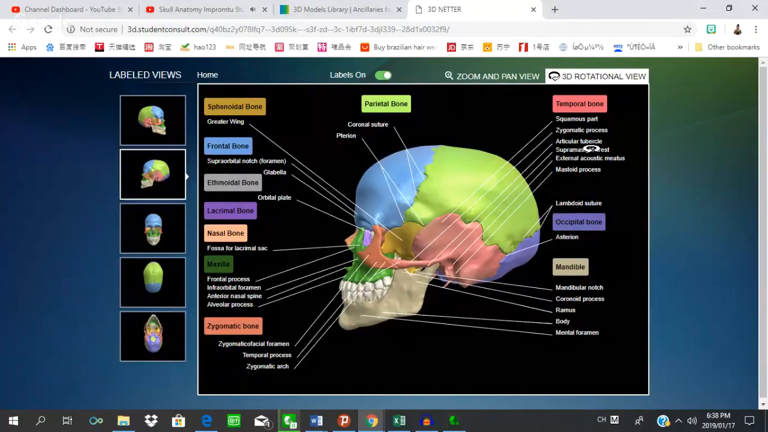You have the squamous part of the temporal bone, which constitutes much of that flat, rounded sort of area here. You have what is called the articular tubercle, which is by the zygomatic process.